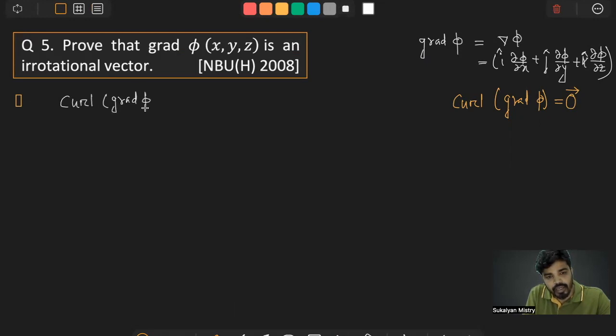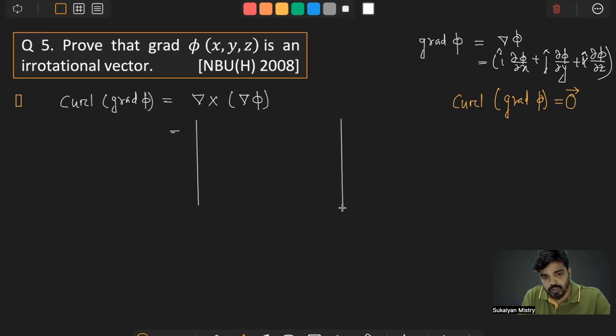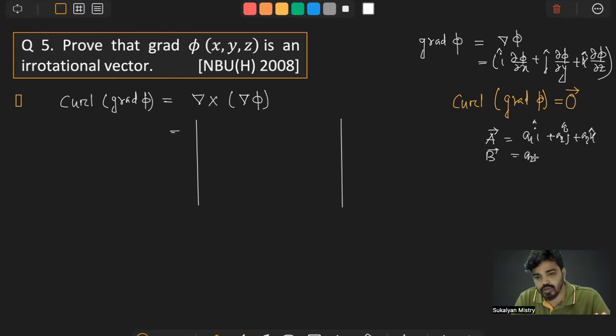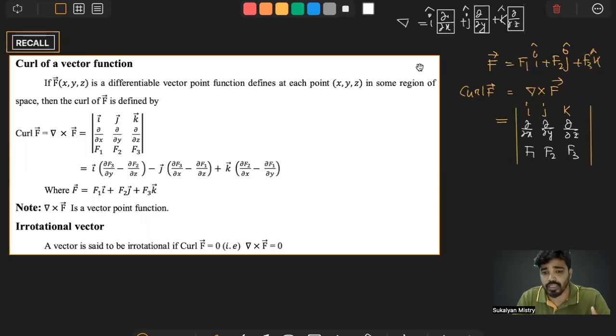So curl grad phi, curl F, that is del cross F. So curl grad phi, that is del cross grad phi, that means del cross del phi. Okay, so A cross B, just apply the concept. Suppose A is equal to A1 i plus A2 j plus A3 k, and B is equal to B1 i plus B2 j plus B3 k. Then A cross B, how do we calculate A cross B? That is determinant i, j, k, components of A, that is A1, A2, A3, components of B, that is B1, B2, B3. This concept we have applied to curl F.